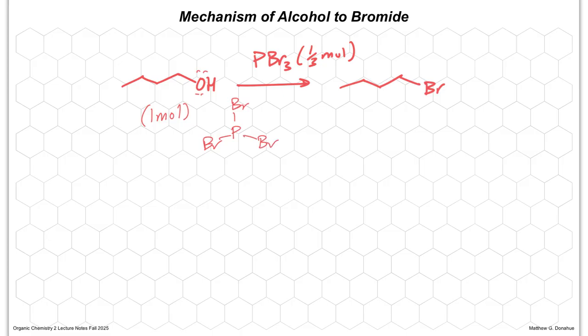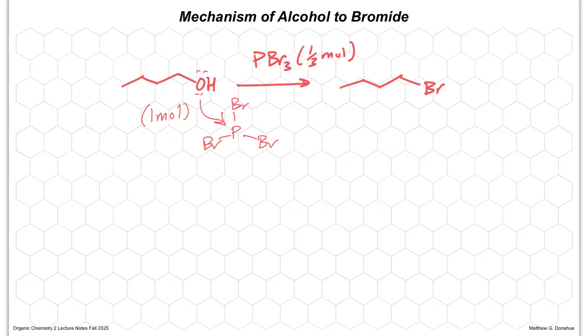And this is a pretty nasty reaction as well, because phosphorus tribromide, as soon as you open the bottle, is going to start fuming because it's reacting with the humidity or moisture in the air, and it kind of ruins stuff in the lab. But anyway, the oxygen will attack phosphorus.